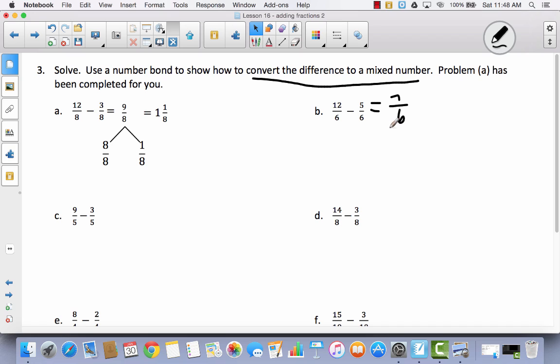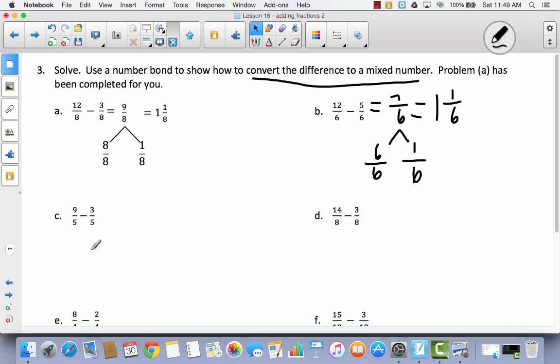All right, now we're going to convert this to a mixed number. So let's convert 7/6 into a mixed number. So how many sixes does it take to make a whole? Well, if you want the whole thing, you have to have 6 out of 6. So what would I have to add to 6/6 to get 7/6? I would have to add 1/6. So as a mixed number, this will be 1 whole and 1/6.